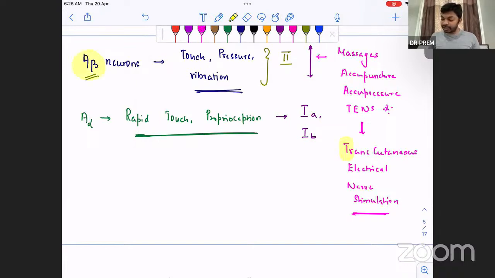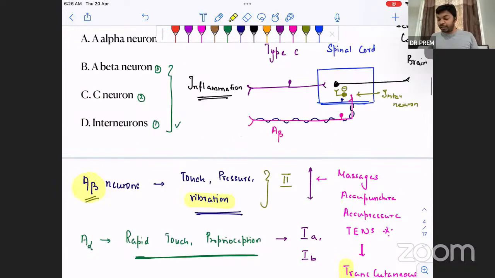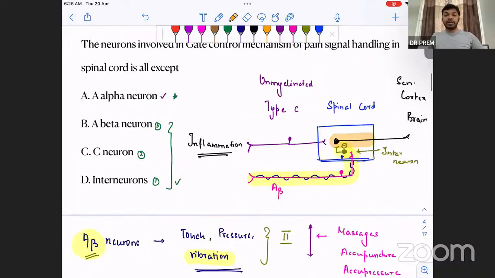So transcutaneous electrical nerve stimulation is what is called as TENS, doctors. So this patient will experience a kind of vibration in their body, and this vibration is going to be transmitted through A beta neurons, and this vibration goes and activates interneurons. Once the interneuron gets activated, there is going to be an inhibition of transmission from the postsynaptic neuron that is supposed to carry the painful sensation to the brain. That's gate control theory, doctors.